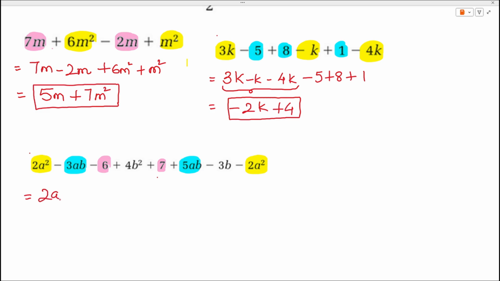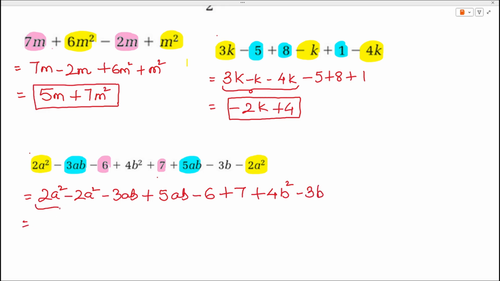So we have 2a square and subtract 2a square. Then now subtract 3ab plus 5ab. Then we have subtract 6 plus 7, and these terms which are not like with anybody, we are just going to put them separately. Plus 4b square subtract 3b.